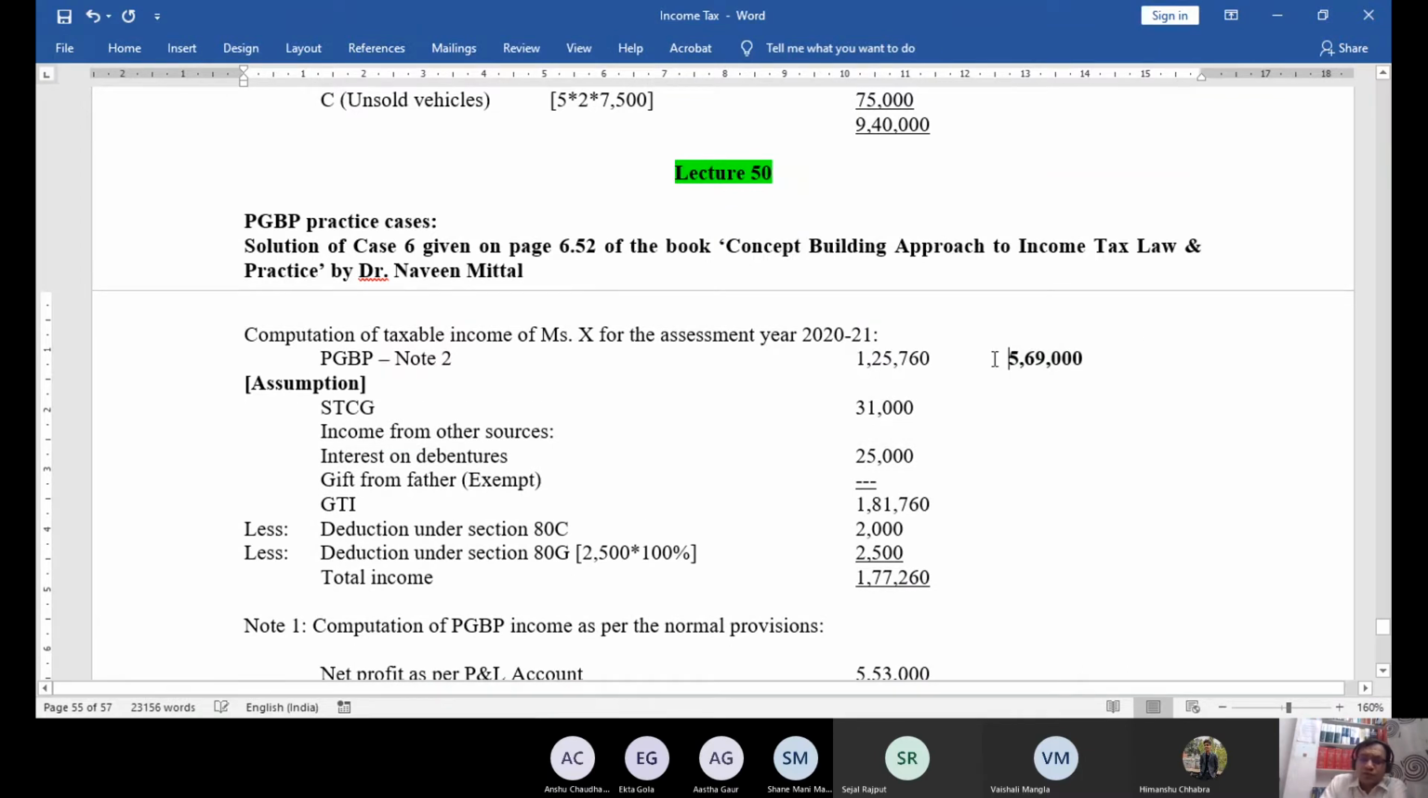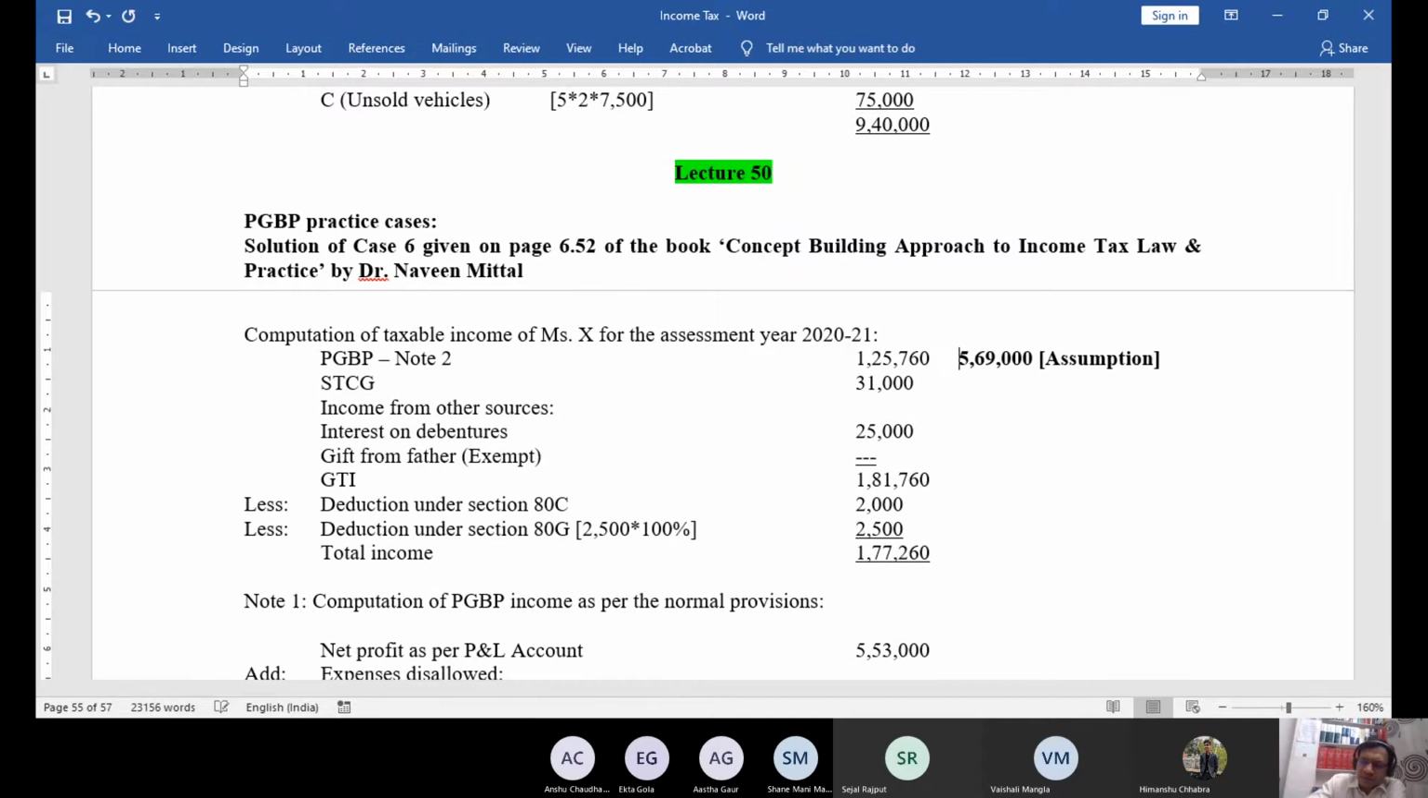So just on the basis of minimum total income of PGBP, I cannot take the decision so many times. You should remember that you have to show normal provision as well as 44 AD, but then the decision is yours based on your assumption, whether you want to apply for 44 AD or normal provision, because it is not compulsory to apply 44 AD, it's choice based. So I have taken 1,25,760. If someone takes 5,69,000, that is also correct. Kindly raise your hand if you got the point.